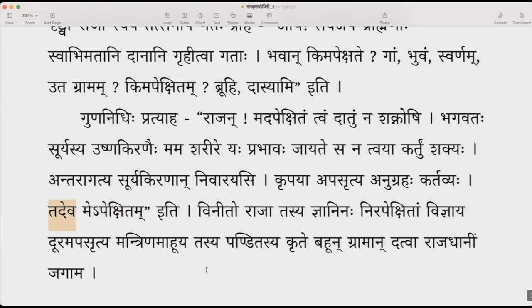2, 4, and 6 will have an alternate word. Me, nau, naha. So tadeva me apekshitam. That is my expectation. So mad apekshitam is the same as me apekshitam here. So maam apekshitam, right? No, maam apekshitam is wrong. That is also dvitiya, correct?